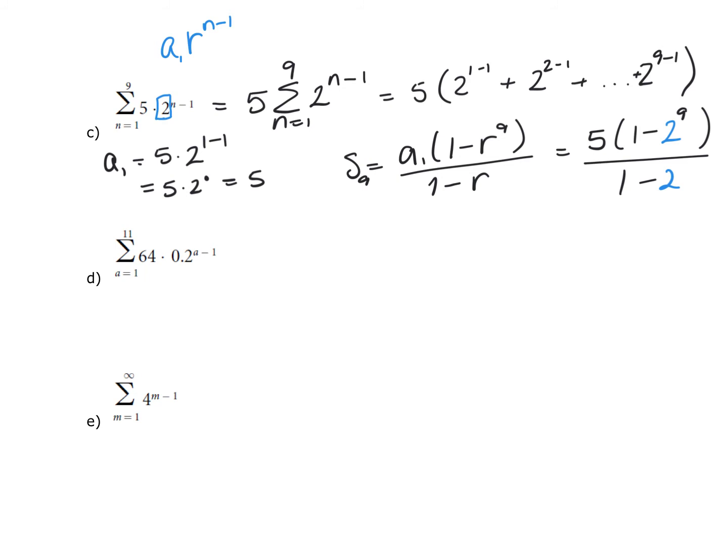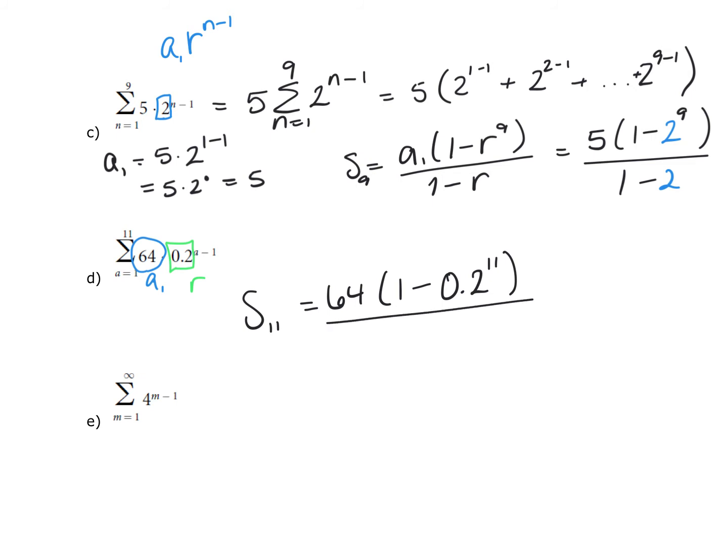Number D is actually the same way. It is also a geometric series. So noticing that this would be my a sub 1, and then of course this, because my dummy variable now is a instead of n or k, that would be my ratio. So once again, this would be S of 11, and my first term is 64, times 1 minus my ratio, which is 0.2, raised to my 11, because that is my upper index, divided by 1 minus the 0.2. And then again, that's just a calculator exercise.